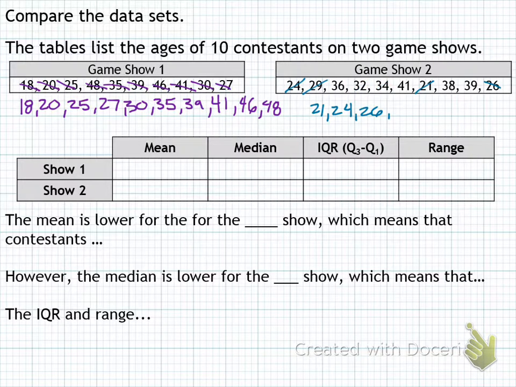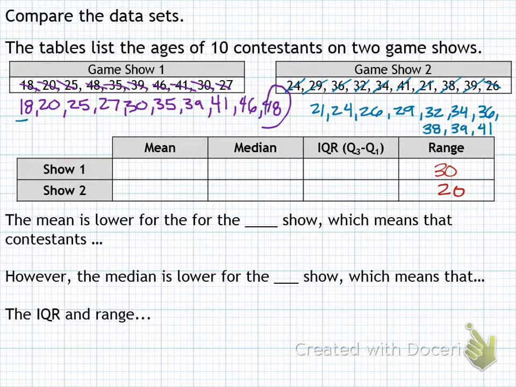Okay, so reordering these from least to greatest, I can then find the range by subtracting the lowest number from the highest number. So for game show 1, I get 30, and for game show 2, if I do 41 minus 21, I get 20.